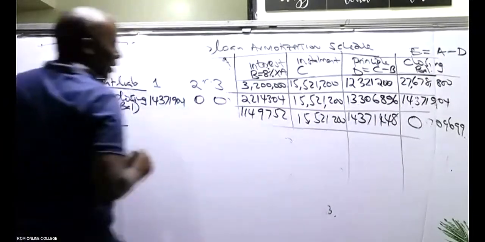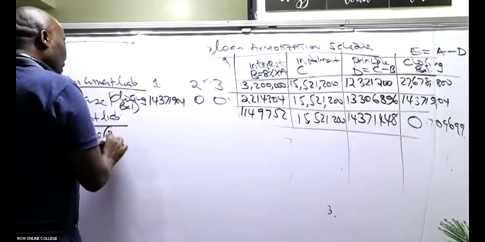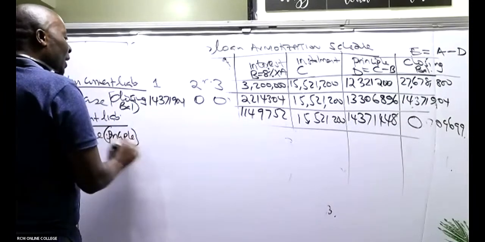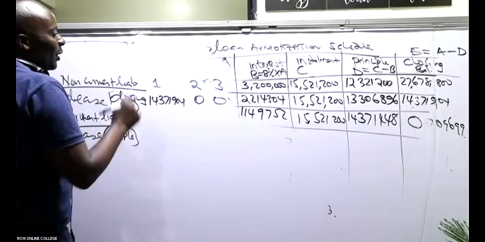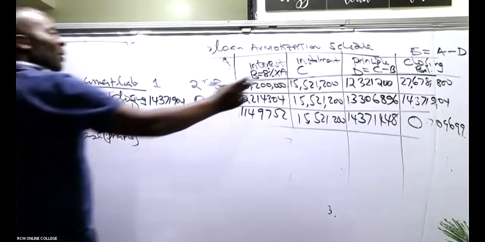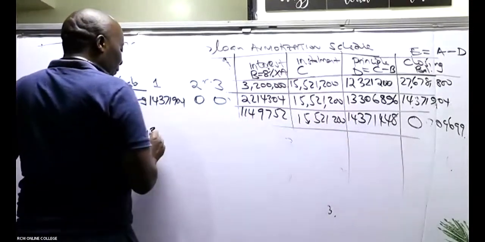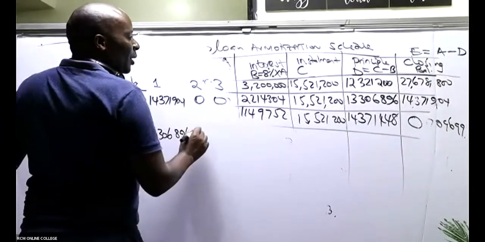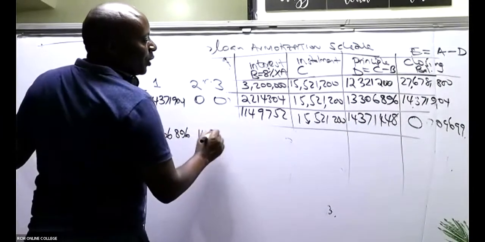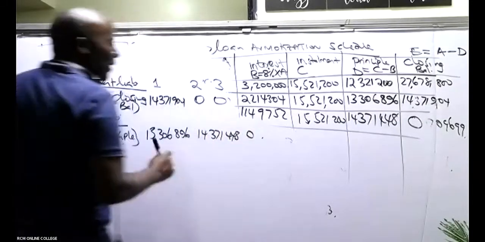Here there's nothing. For lease current liability, pick in this case here the principal. Again, from where? From year 2 onwards. Pick without even reasoning. You go and pick the principal, but from year 2 onwards. So we have here 13,306,896. This will be 14,371,448, whatever. And then, of course, there will be a 0 there.